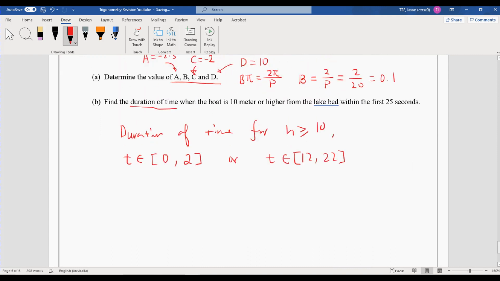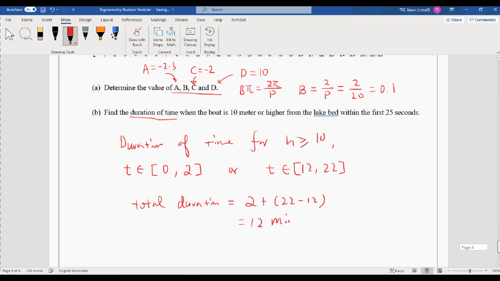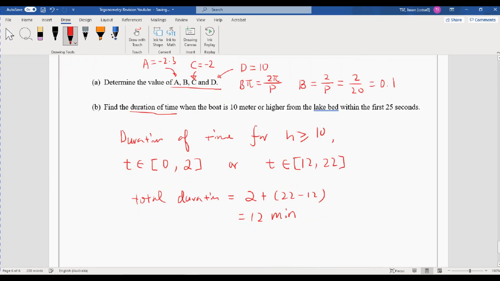So the total duration is 2 plus 22 minus 12, which is 12 minutes. Oh, sorry, it should be minutes. I think I made a mistake in the question. It should be minutes, not seconds. Change that. So that's it.